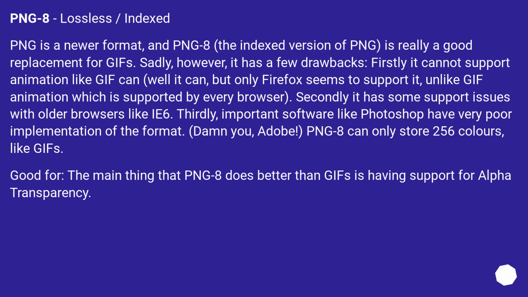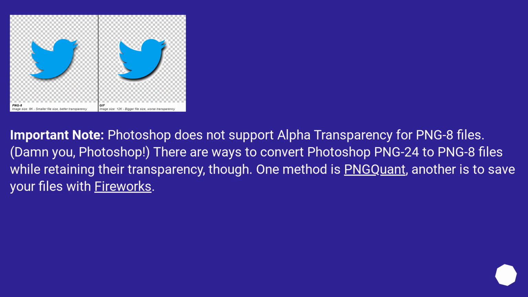PNG 8 can only store 256 colors, like GIFs. The main thing that PNG 8 does better than GIFs is having support for alpha transparency. Important note, Photoshop does not support alpha transparency for PNG 8 files. There are ways to convert Photoshop PNG 24 to PNG 8 files while retaining their transparency, though. One method is PNG, another is to save your files with Fireworks.